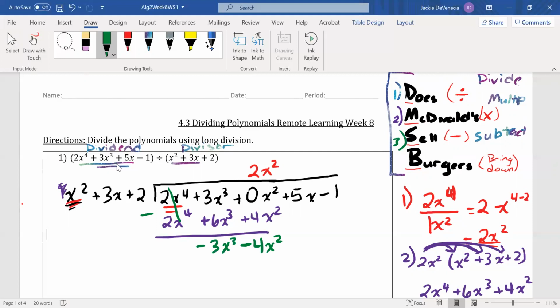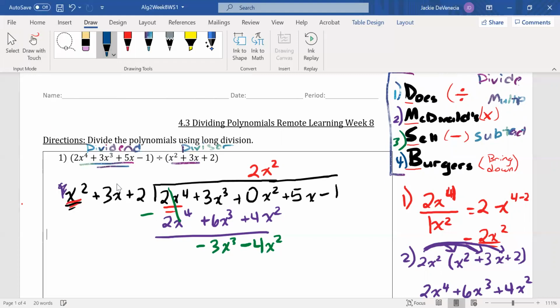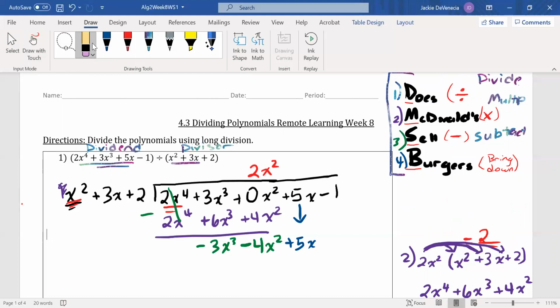Okay, good. And now we're up to our bring down, so we're going to bring this down, this positive 5x. Okay, and now this process, the does McDonald's sell burgers, divide, multiply, subtract, bring down, it's going to keep going. It's going to be an ongoing thing until we have either a remainder or nothing left over when we divide.